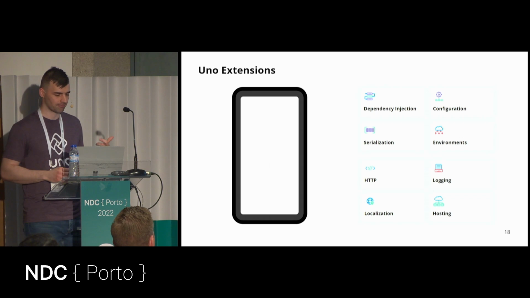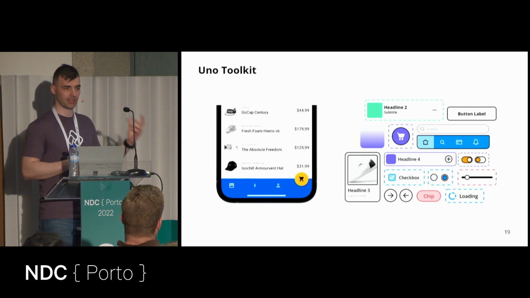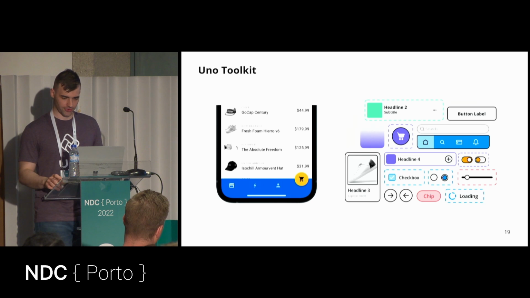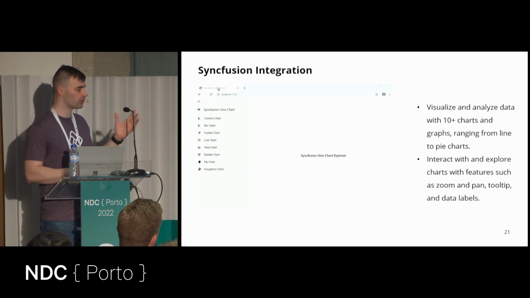So I encourage you to try it. There is also Uno Toolkit, which gives you access to some additional controls that are not part of the classic Windows controls surface. And there are also external libraries like Infragistics controls, which are charting controls and data grid and so on. There is also SyncFusion, which gives you some charting controls on all platforms.